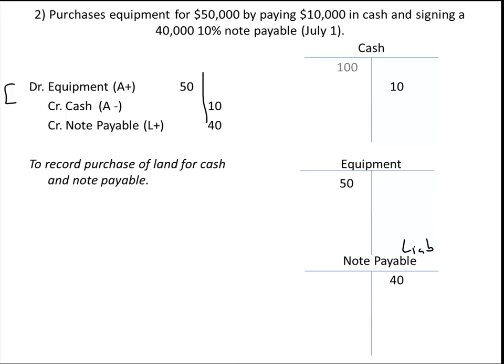And we're going to put in our little memo to record the purchase of equipment for cash and note payable. Again, you can do that if you'd like. You don't have to do that. There are few enough transactions that we're unlikely to get lost and get confused when looking at any particular journal entry. But I like to put it in there just for completeness' sake.